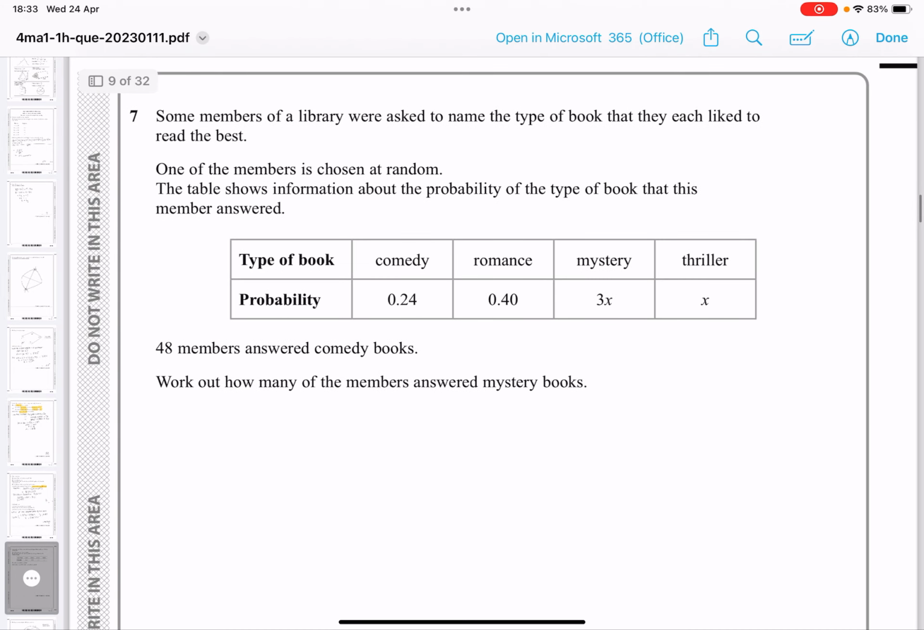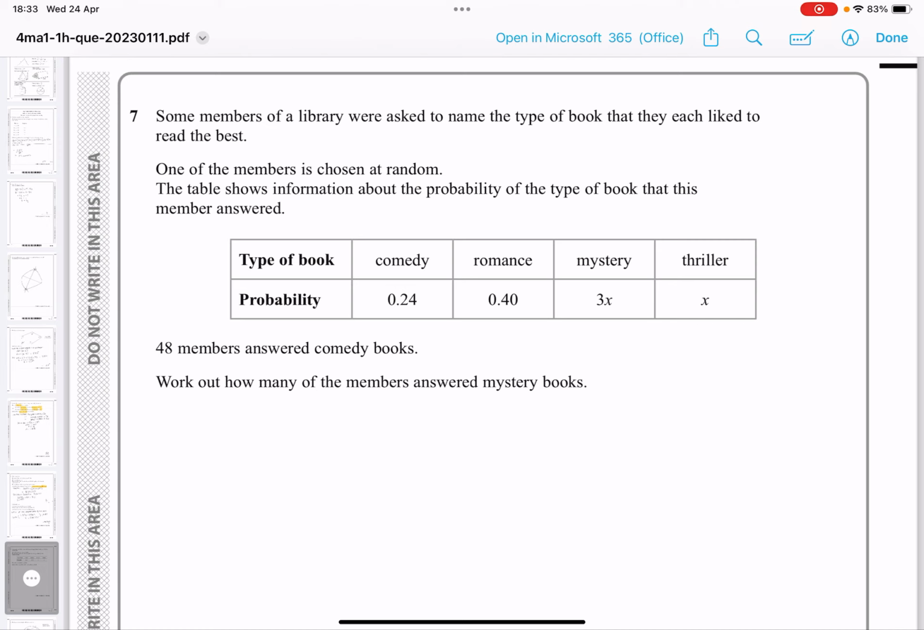Next question. Some members of a library were asked to name the type of book that they each like to read the best. One of the members is chosen at random. The table shows information about the probability of the type of book that this member answered. 48 members answered comedy books. Work out how many of the members answered mystery books.